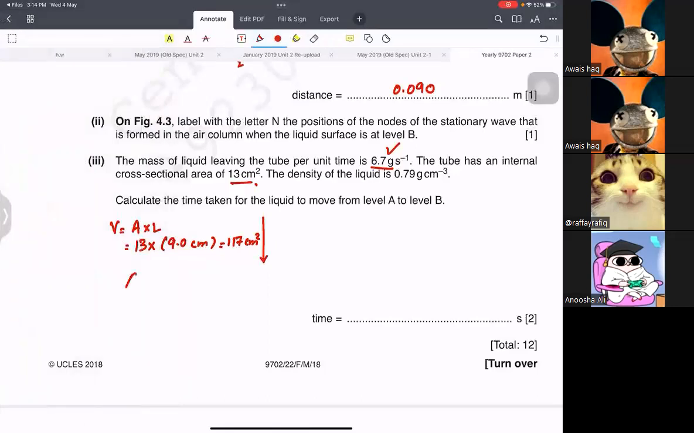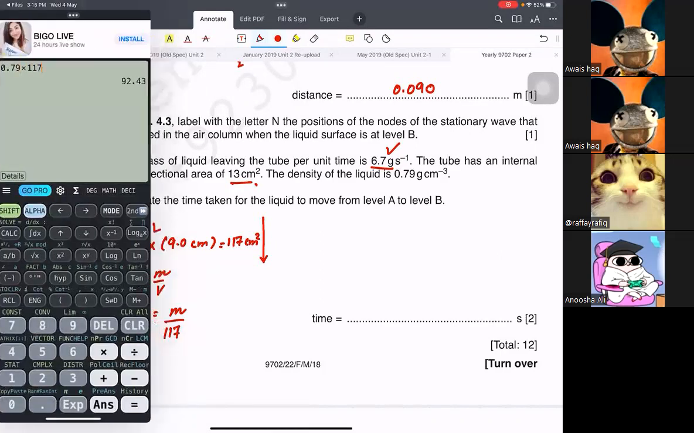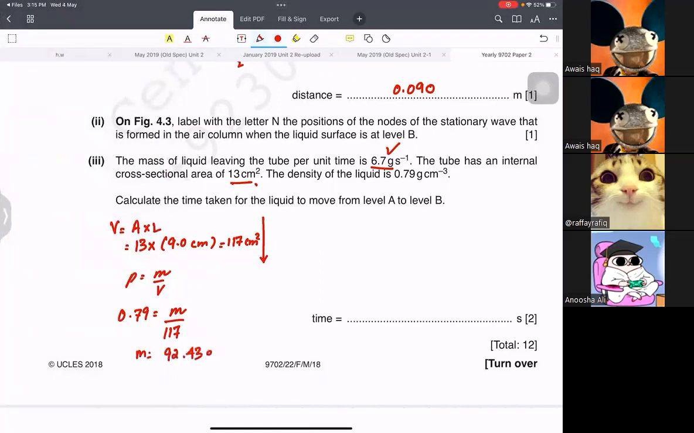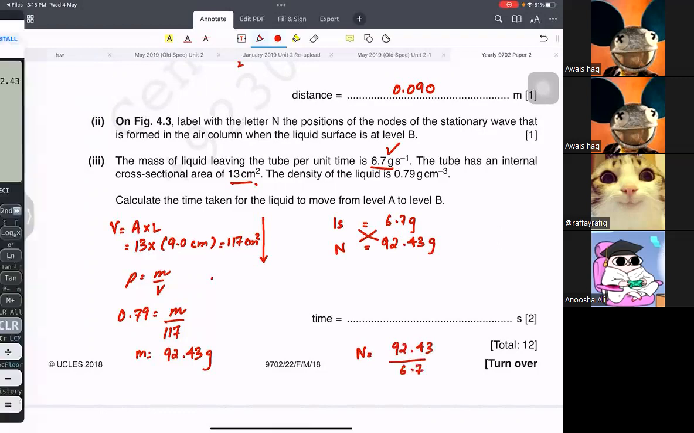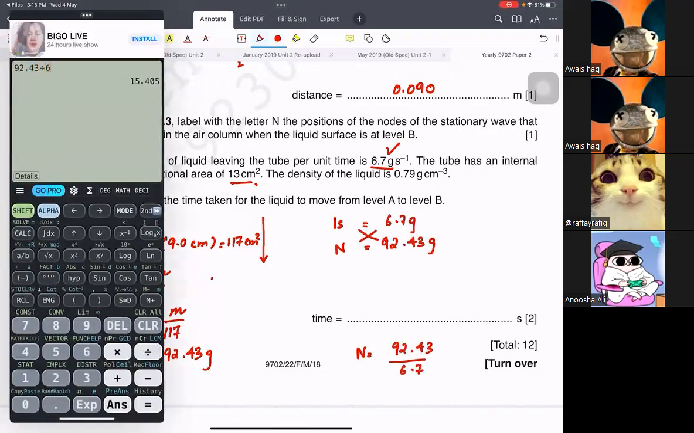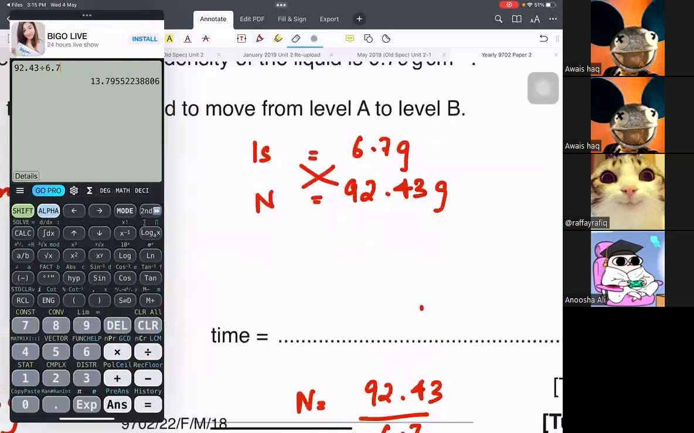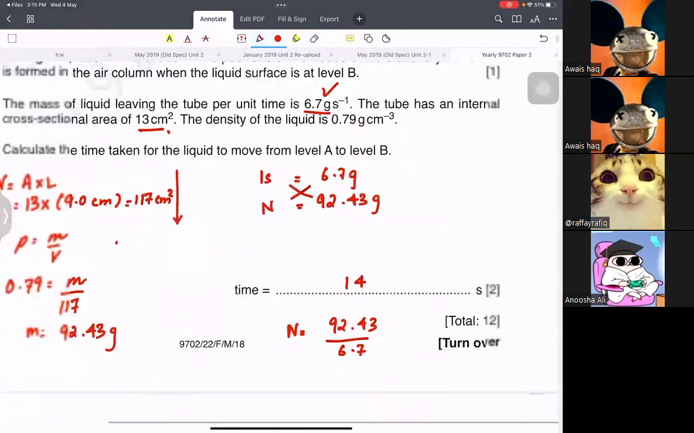Okay. Then I'm going to use density equals mass over volume. 0.79. Mass is the mass that is drained out. 117. Let's try 0.79 times 117. So mass is about 92.43 grams. Let me recheck. Yes, that's it. Now, in 1 second, how much mass is left? 6.7 grams. Then how many seconds, let's call this N, would be required to drain this much mass? So we will cross multiply. So N will be 92.43 divided by 6.7. This should be a 3-mark question. Why have they given so? So it's around 14 seconds. This should be a 3-mark question. Really bad examiner here.